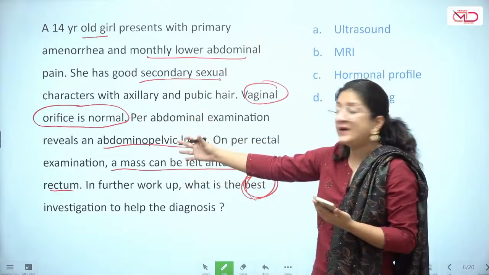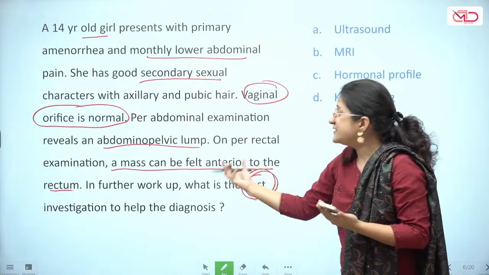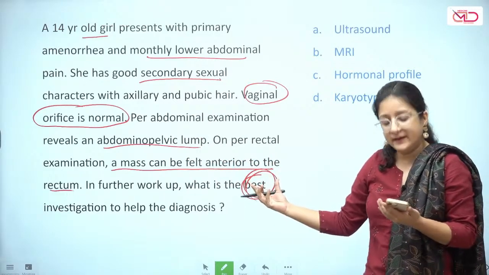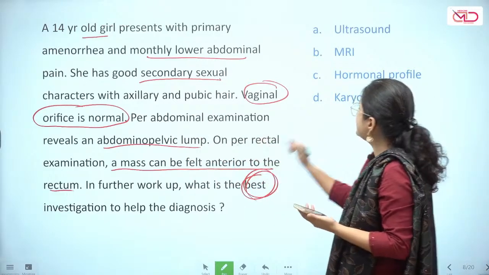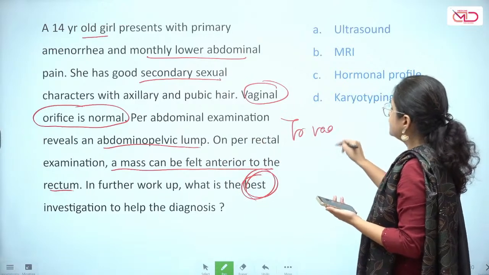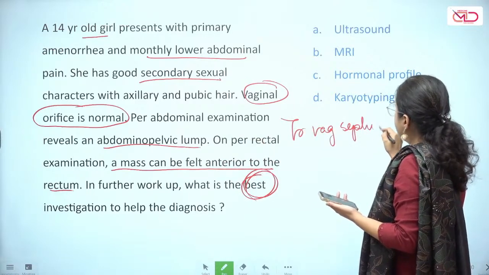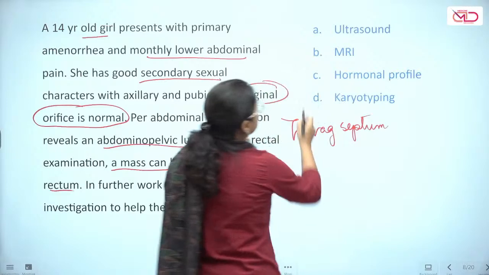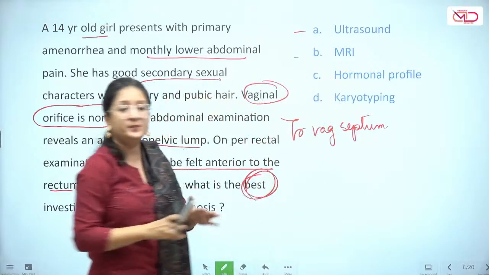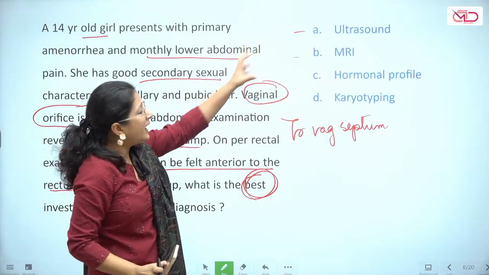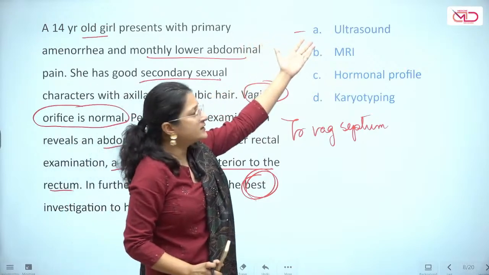There is an abdominopelvic lump. There is some mass that you can feel anterior to the rectum on per rectal examination. So you are suspecting a transverse vaginal septum. Now your confusion is whether to choose between option A or option B. Now, I would say I could start with an ultrasound initially.